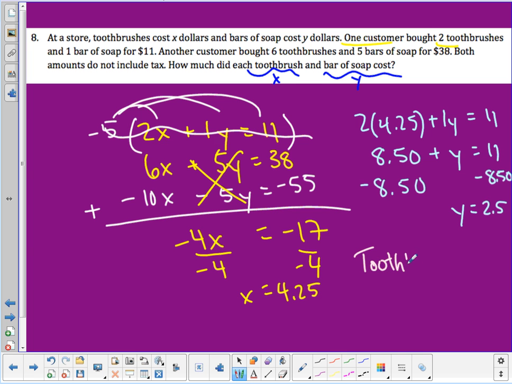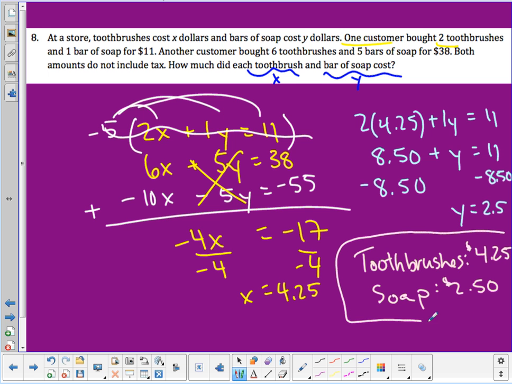So when I write this out as a solution, I have toothbrushes costing $4.25 and bars of soap costing $2.50. All right, this concludes our notes video for today, Unit 2, Notes 5, Solving Systems Using Any Method.